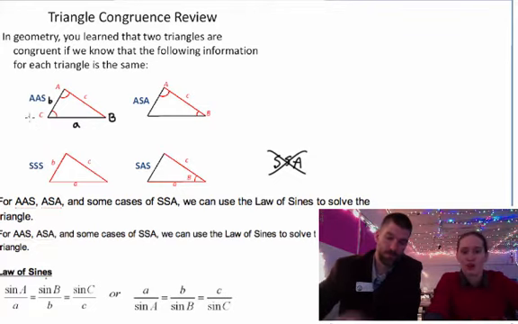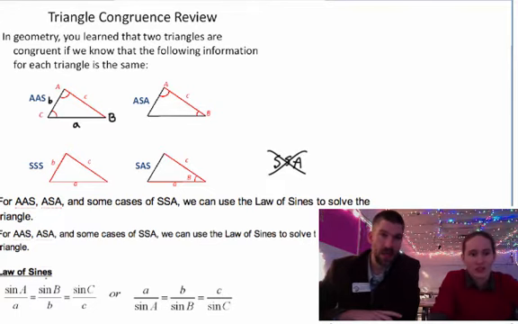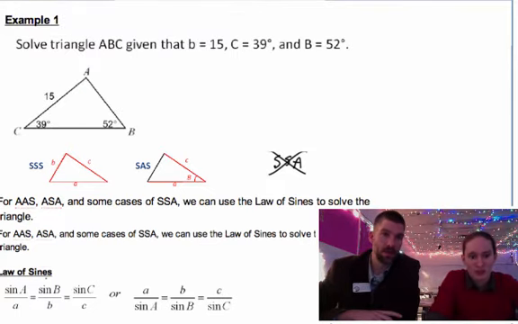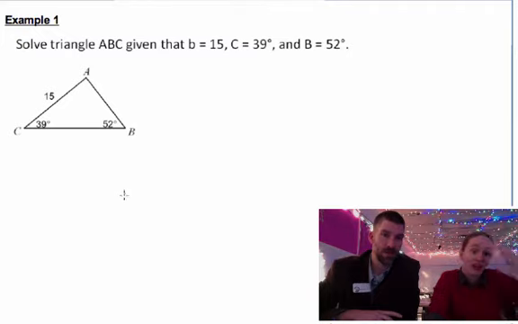So, you want to just jump in and try a problem? Let's go. Jumping. Let's hide. Do some hiding. Okay, example 1.